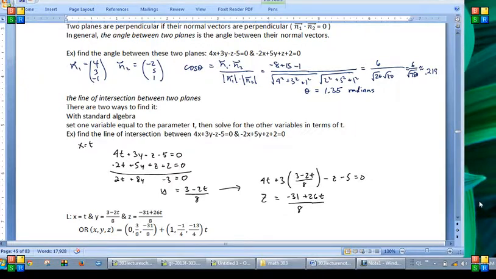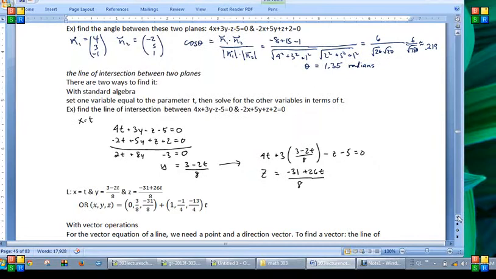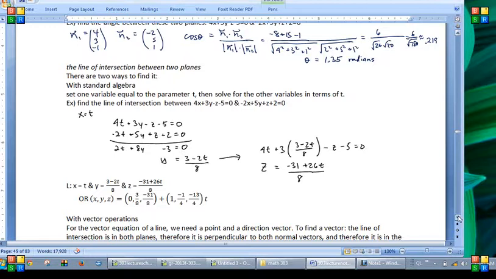So that's the regular algebra approach. We have several equations and we just eliminate variables one by one until the only variable left is t, and that's the parameter that we need in our equation of the line. Another way to do this is using a little bit more vector notation and vector operations. So for the vector equation of a line, we're going to need a point and a direction vector.